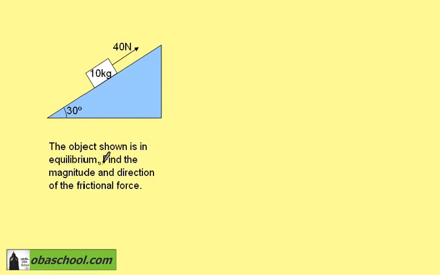The object shown is in equilibrium. We want to find the magnitude and direction of the frictional force. If we look at the forces acting on this object, we have its weight, 10g. There will be a normal reaction force perpendicular to the surface.